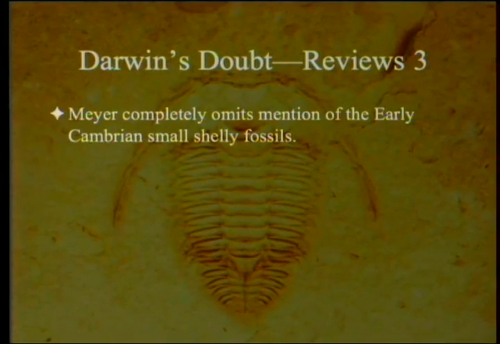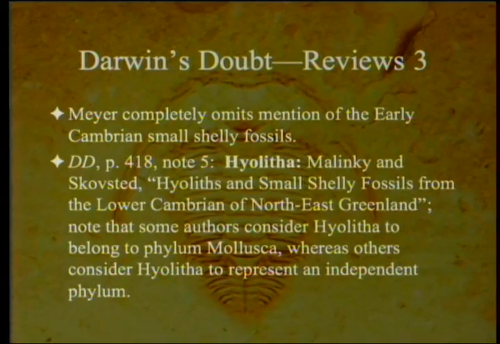Meyer completely omits mention of the early Cambrian small shelly fossils. This is a relatively easy one to deal with. If you go to Darwin's Doubt, page 418, note 5, you find this note. This is actually part of a very large note that contains a lot of other material. It's probably the largest note in the book.